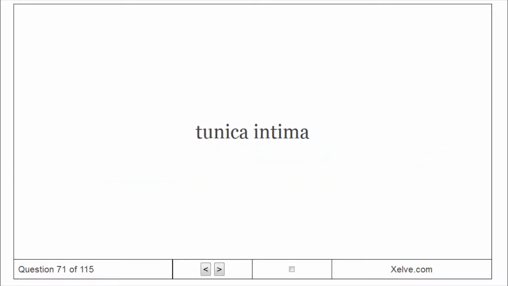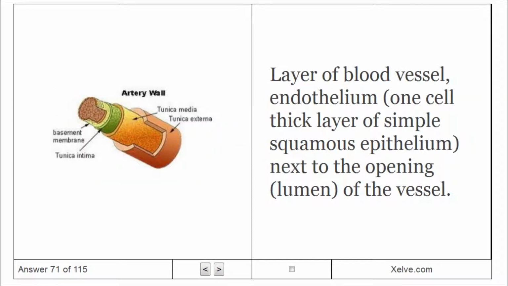Tunica intima. Layer of the blood vessel: endothelium, a one-cell-thick layer of simple squamous epithelium, next to the opening, the lumen, of the vessel.